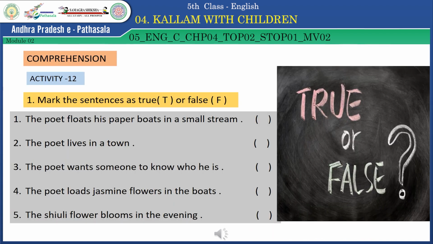Comprehension. Activity 12. Mark the sentences as true or false. The first one is, the poet floats his paper boats in a small stream. The second one, the poet lives in a town. Third one, the poet wants someone to know who he is. The fourth, the poet loads jasmine flowers in the boats. Fifth one, the Shuli flower blooms in the evening. Now, check whether it is true or false.